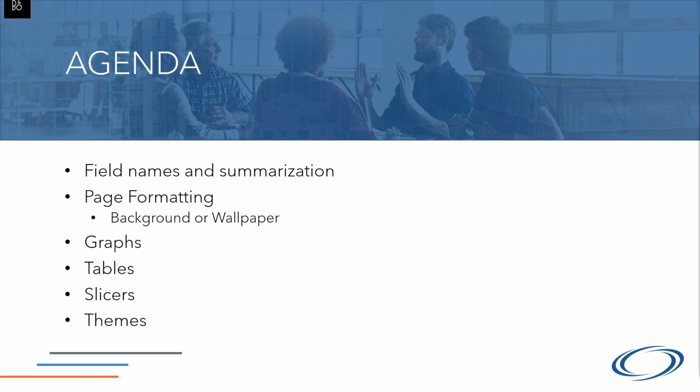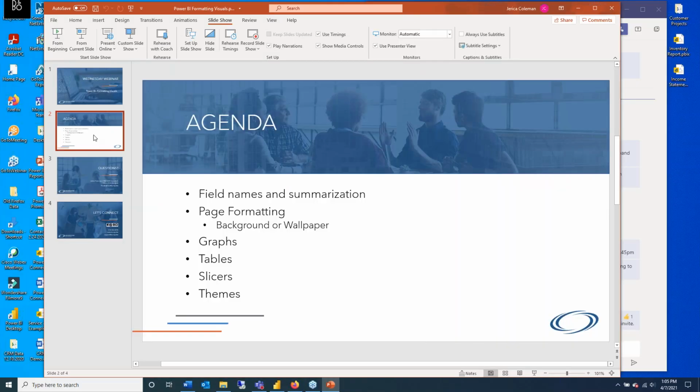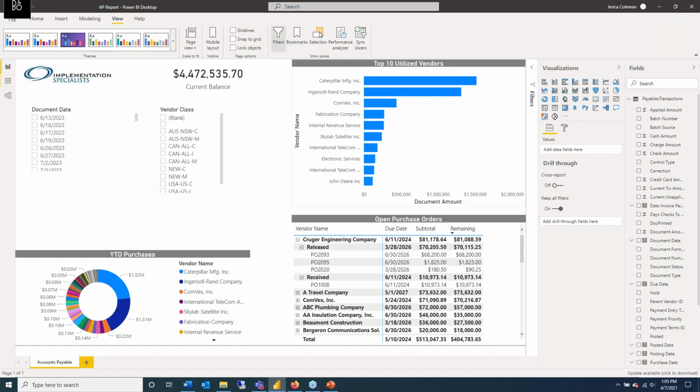So let's go ahead. I'm going to end the show here so we can take a look at Power BI. So I just have an example report up here, and we're going to take a look at the different customizations that we can do from a formatting perspective. So the first thing that we're going to look at is talking about the fields and how they are summarized. So when I look at this chart here, I can see I have vendor names running on the y-axis here, and then I have the document amount running on the x-axis.